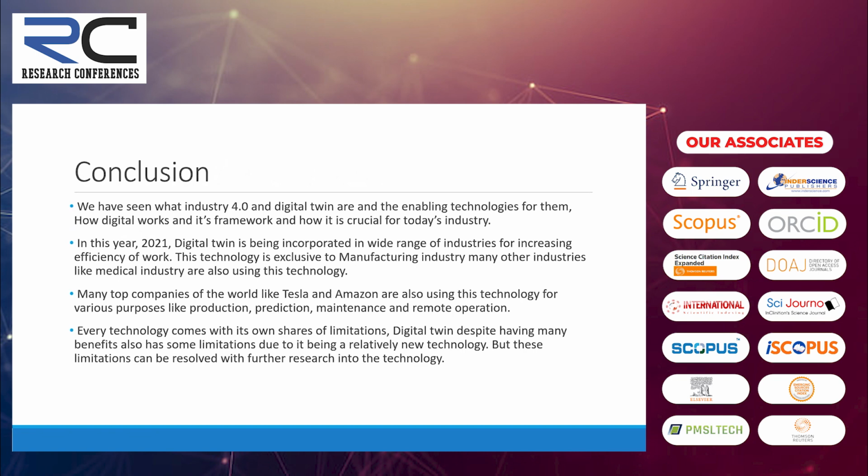So in conclusion, we have seen the enabling technologies for Industry 4.0 and digital twin, how it's one of the main core technologies for the ongoing industrial revolution. In 2021, digital twin is used in a wide range of industries to increase efficiency of work. The technology is not exclusive to the manufacturing industry, but it's also used in many other industries like services and medical industry. Since every technology has its own set of limitations, this technology also has, but since it's a relatively new technology, these limitations can be eliminated in the future with further research. Thank you.